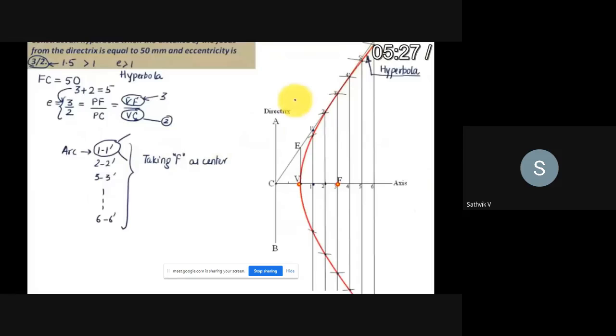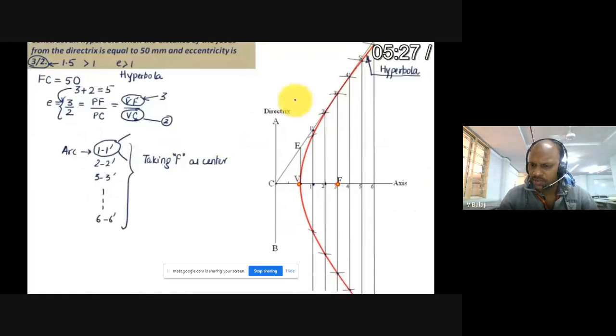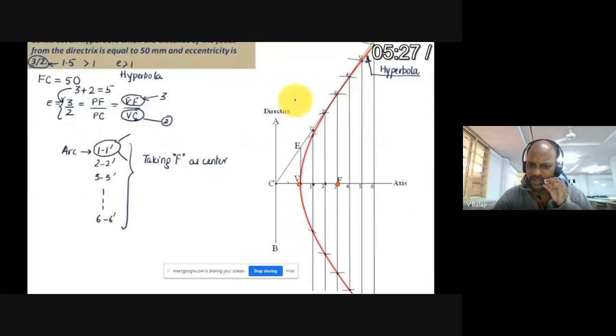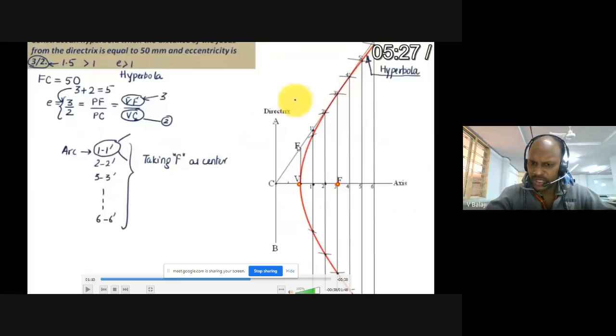Can you differentiate anything? Shape is different. In what sense is it different in the shape? It's closed, sir, the ellipse. Very good, that is what I'm expecting. Shape is different, obviously, and the hyperbola is not at all closed. Earlier, the ellipse is a closed one. Hyperbola is an open curve.